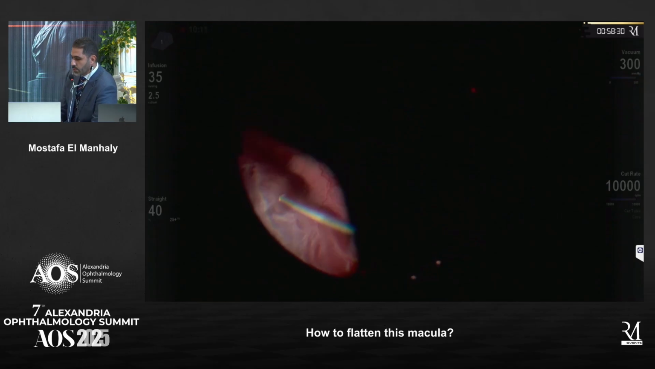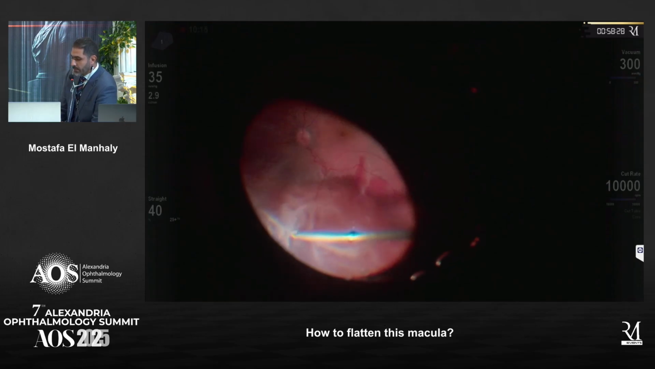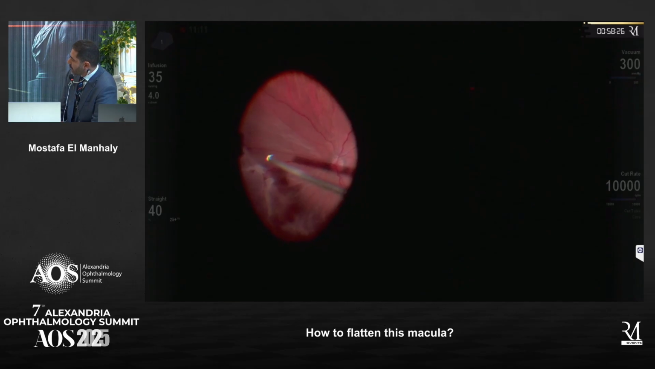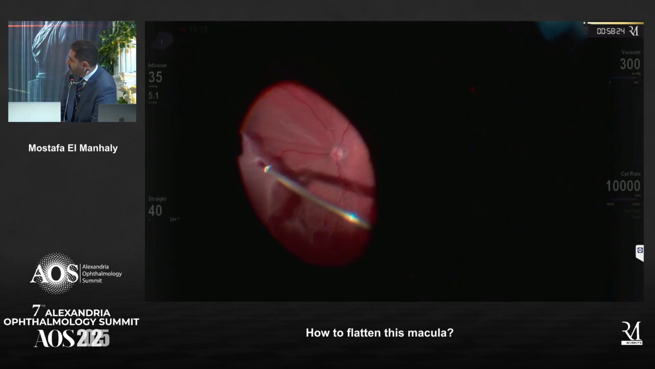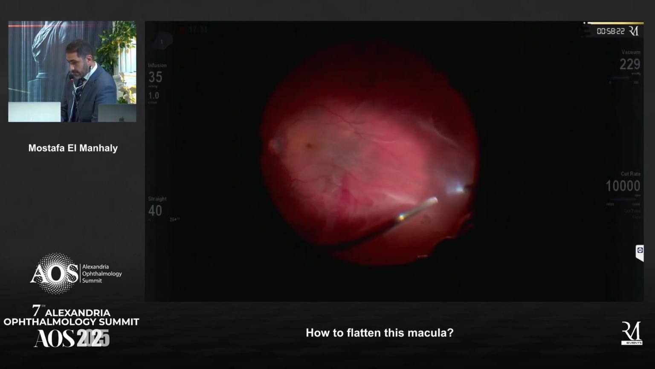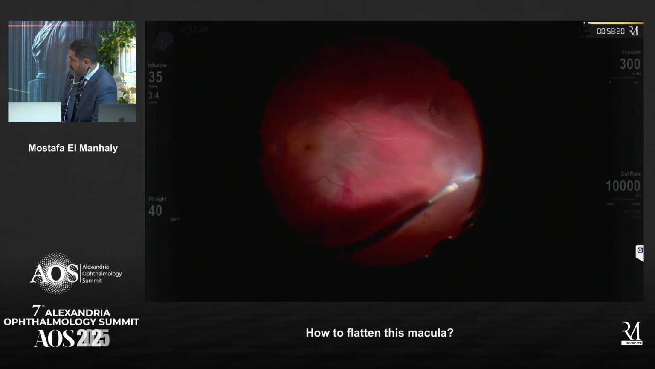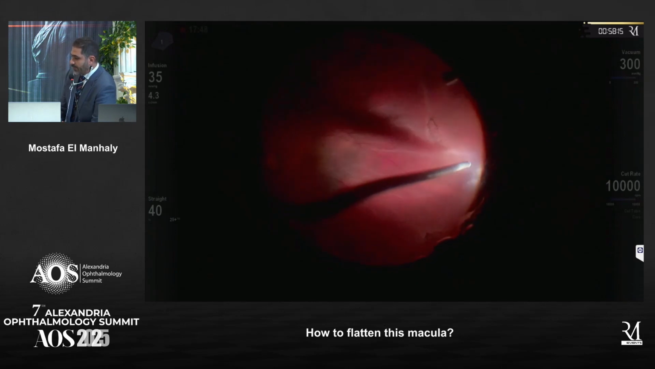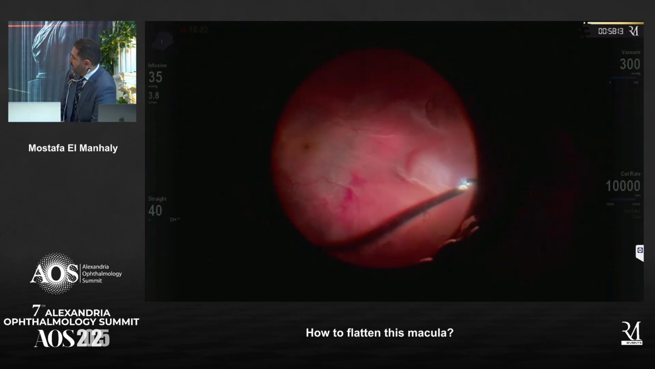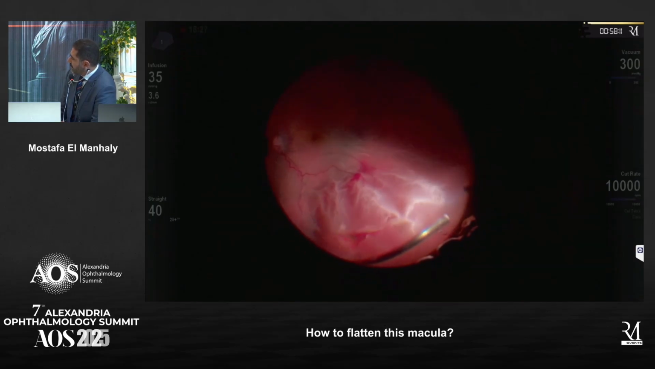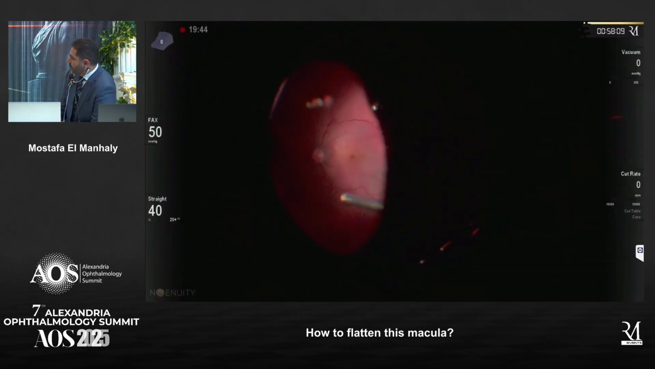Okay, and do you tend to do a peripheral shaving at this step, or do you postpone it after flattening the retina with a PFCL or at the fluid air exchange? No, I do shaving early, not after flattening. And do you prefer to use a PFCL in such a case, or do you drain from the main tear while doing a fluid air exchange?